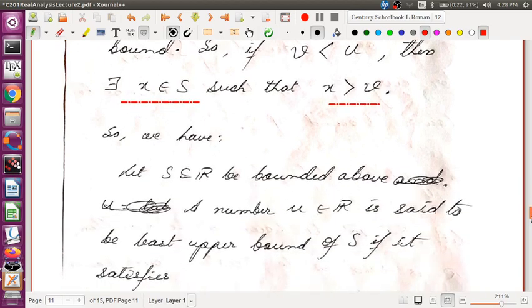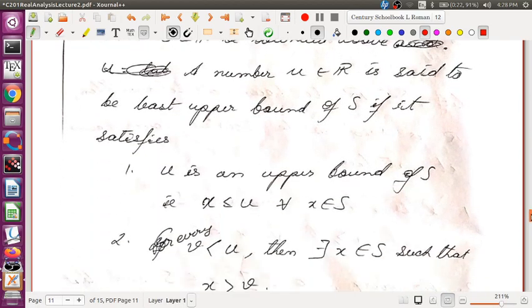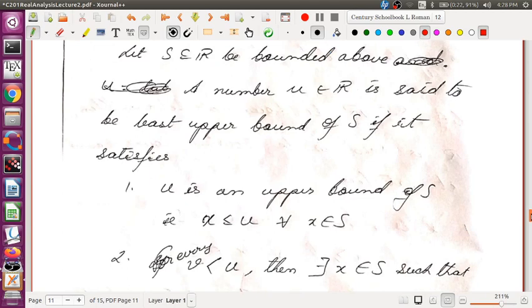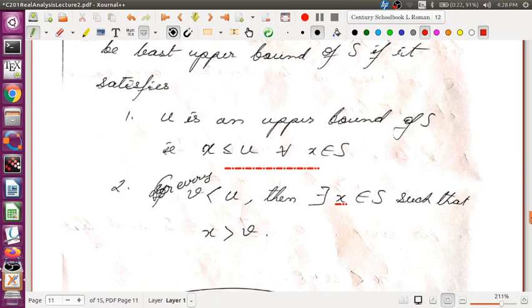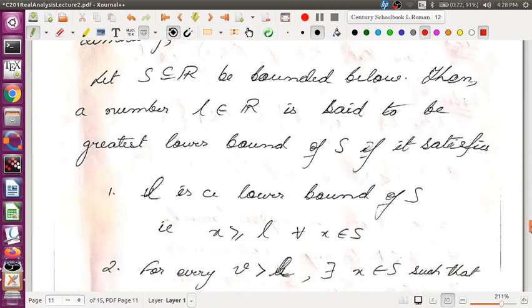So we also have this definition: S subset of R be bounded above, a number u belongs to R is said to be least upper bound of S if it satisfies, first, u is an upper bound of S. The second condition is for every v less than u, for every real number which is strictly less than u, there exists a real number x inside S such that x is strictly greater than v. Okay, so we will use these definitions.